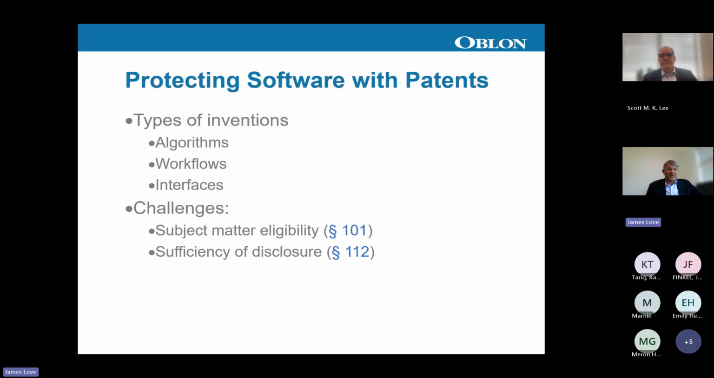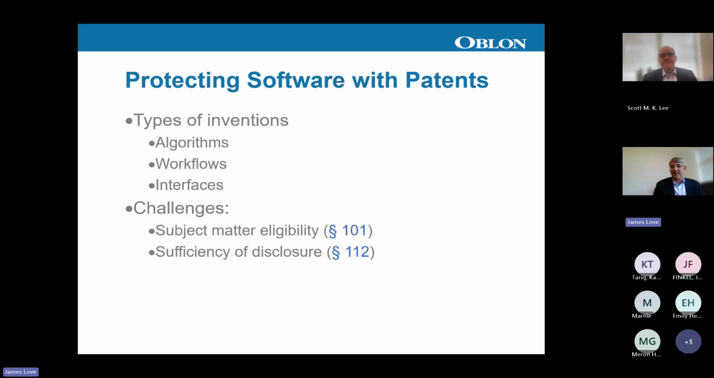The typical thing you can think of is a machine, right? You think, I'm going to protect a machine with a patent, but you can also protect other things, right? There are a lot of inventions out there that could be protected with patents. So software is one of those things, right?